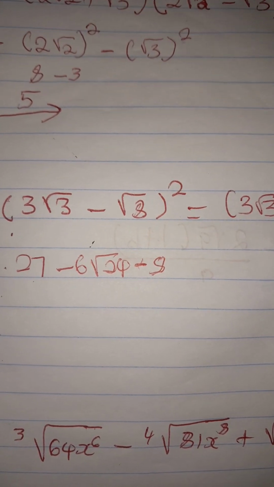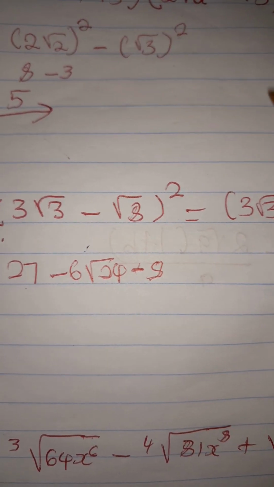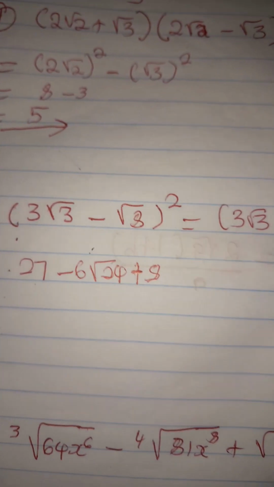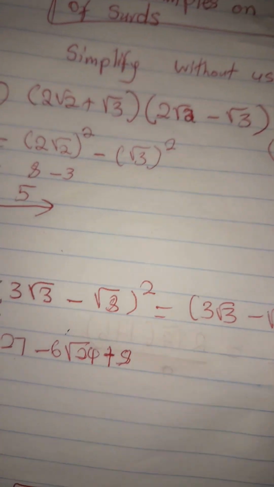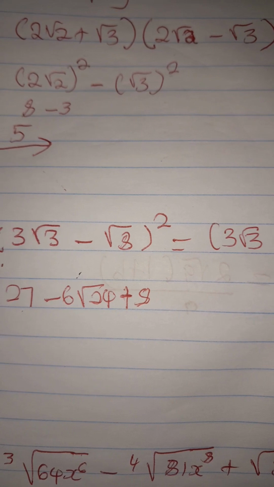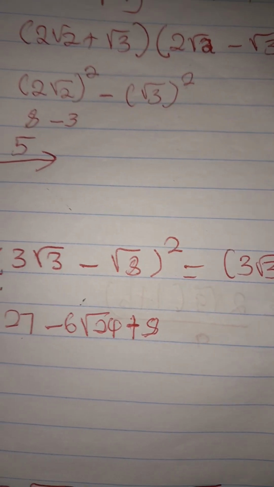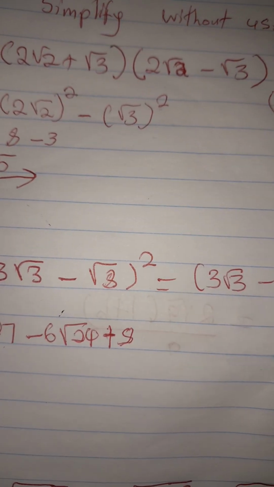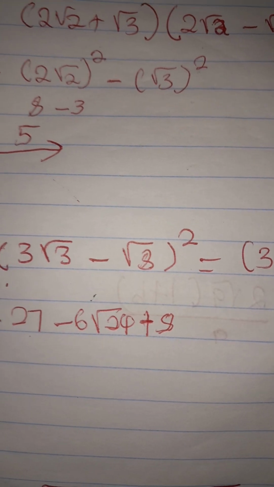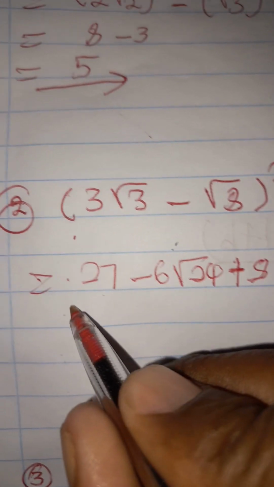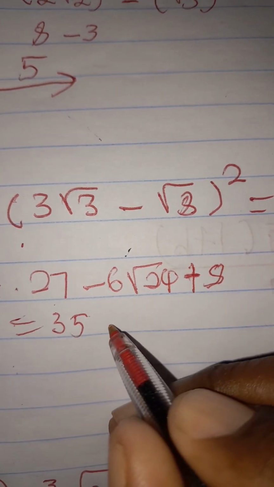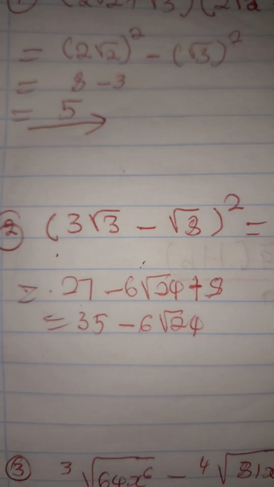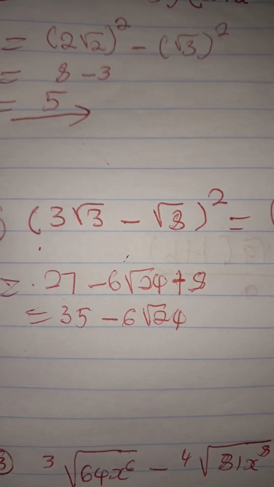Yeah, I feel like there's something that I made a mistake. Oh, when we are squaring a negative number, it should be a positive number. That's what we are having there. Okay, so from here we could say 27 plus 8. What are we having? We are having 35. 27 plus 8, we are having 35. So it's going to be 35 minus 6 root 24. So that's how you can work out number 2.